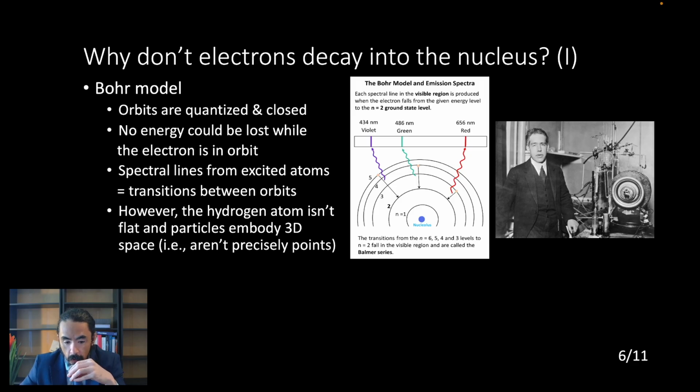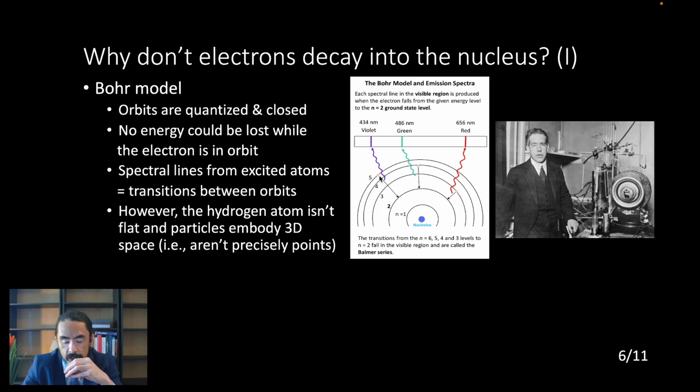So by postulating that orbits are quantized and closed in this way, no energy could be lost by the electron when it's in orbit in the atom. And as I said, when there's this exchange of a quanta of energy, this explains the sets of discrete spectral lines which are observed from excited atoms. The spectral lines which are observed are then interpreted as the transitions of electrons between these particular closed quantized orbits. On the far right here is a picture of Niels Bohr himself, but at the near right to the text, there's this depiction of such closed quantized orbits.